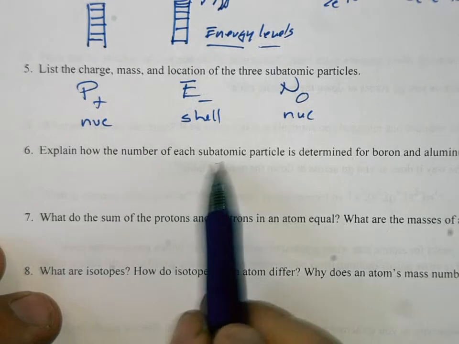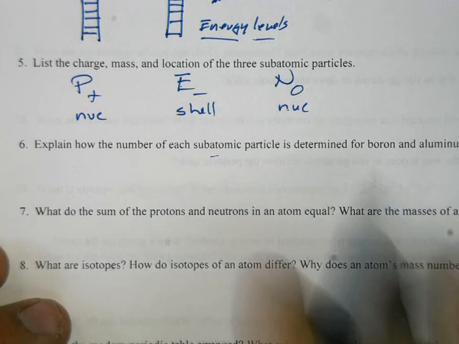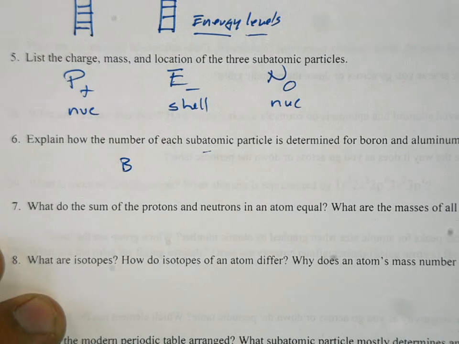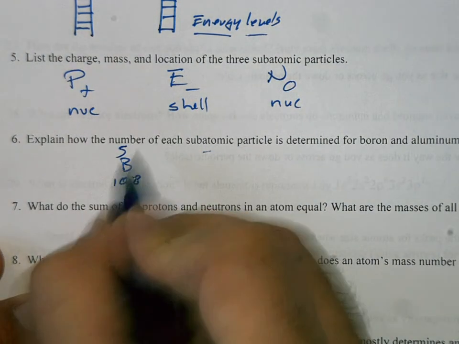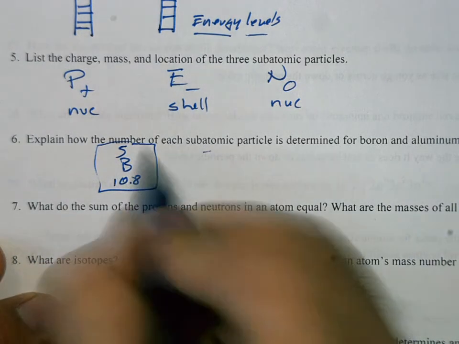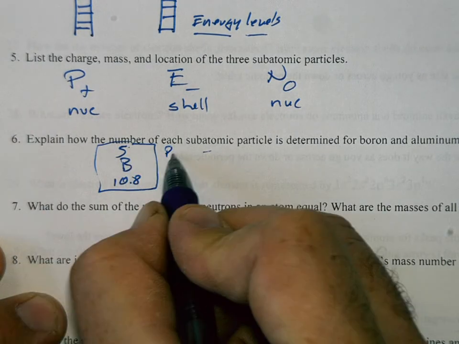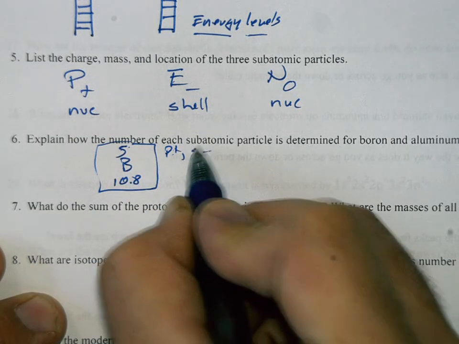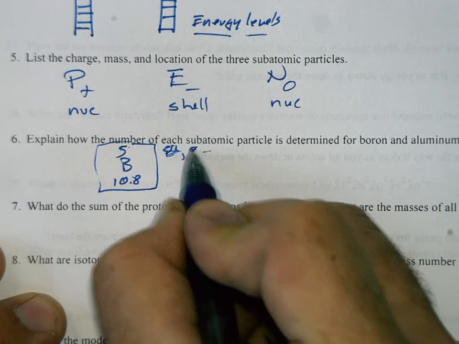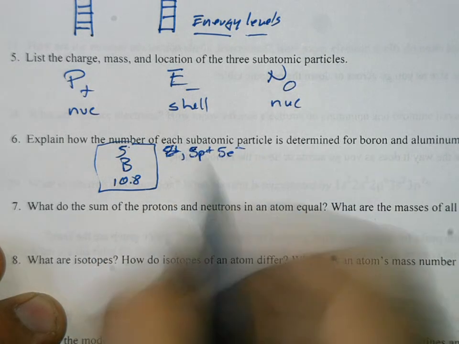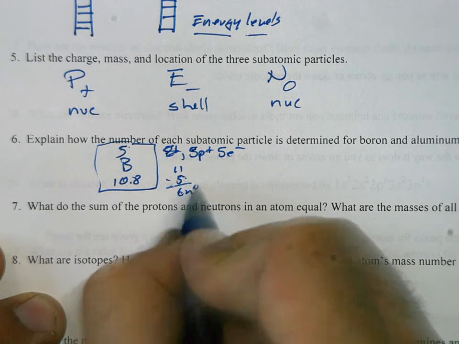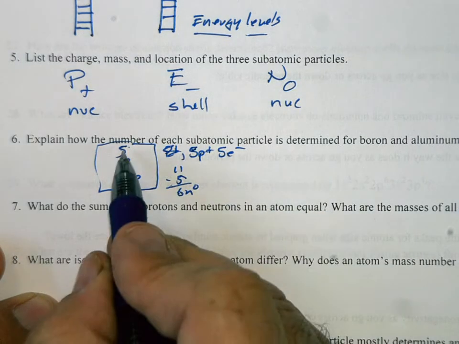Explain how the number of each subatomic particle is determined for boron and aluminum. Well, for boron, the atomic number is going to be 5, and its average atomic weight is like this. So we know it's going to be 5 protons. Also, every proton will attract an electron, so we're going to have 5 protons and 5 electrons. Now we have to subtract. We've got to round this off to 11 minus 5, which is going to be 6 neutrons. Because this is the weight of the nucleus, we subtract 5 of those.